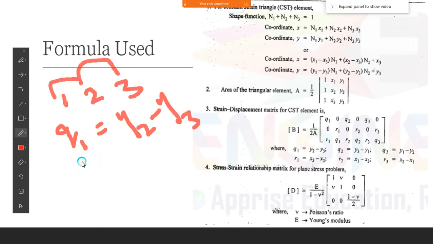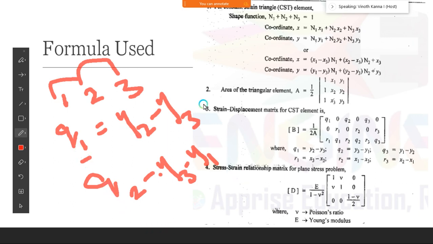So first you need to find Q1, so definitely the values y2 and y3. Next, Q2 means you start with y3 minus, again y1. So likewise you go in 1 2 3 order: 1 2 3, again 1 2 3, likewise it will go. So we easily find the formula for Q1, Q2 and Q3. That is a basic term.